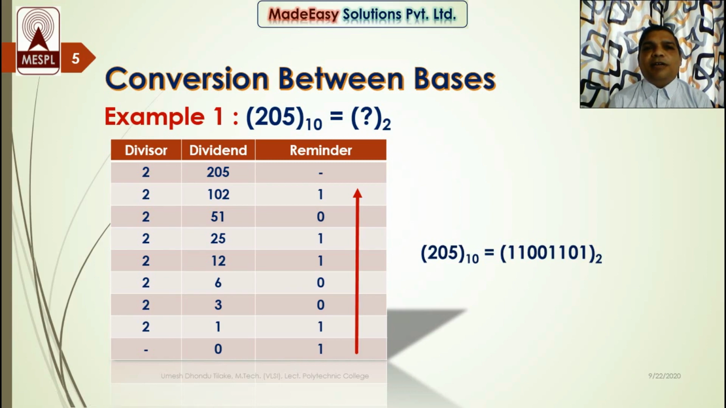What we have to do over here is divide the number given in decimal by the base of the number system in which it needs to be converted. Here we are converting the given decimal number into binary, so the base of binary is 2. We divide the given decimal number by 2 and continue the division until we get 0 as a quotient. See over here, 2 divides 205. We get 102 as the quotient and 1 as the remainder.